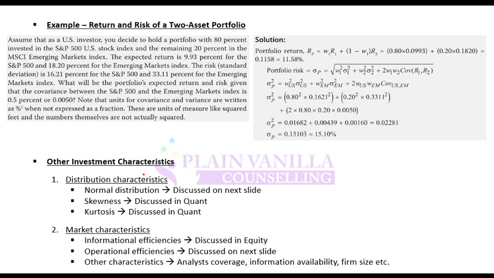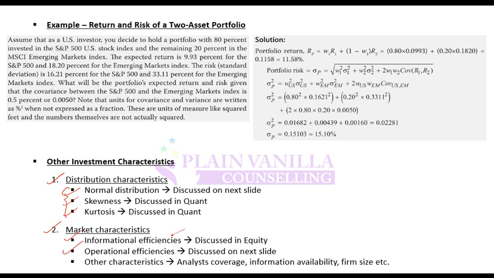So moving on, other investment characteristics. Other investment characteristics include distribution characteristics and market characteristics. Within distribution, we have normal distribution, we have distribution with skewness, with kurtosis. This is something that we have already discussed in quant: what is normal distribution, what is skewness, what is kurtosis. Market characteristics include informational efficiencies that we discussed in equity when we discussed EMH, the efficient market hypothesis.